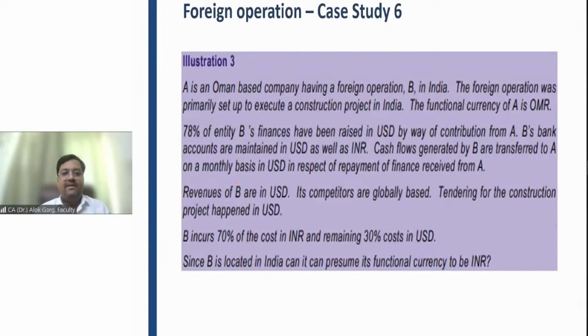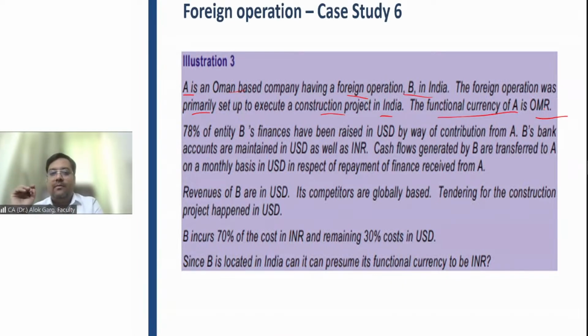Last, case study number 6 is an Oman-based company, A, having a foreign operation, B, in India. The foreign operation was primarily set up to execute a construction project in India. A is a foreign company and they are having a foreign operation B in India, right? The functional currency of A is OMR. So who is the reporting entity? A is the reporting entity. What is the functional currency? OMR.